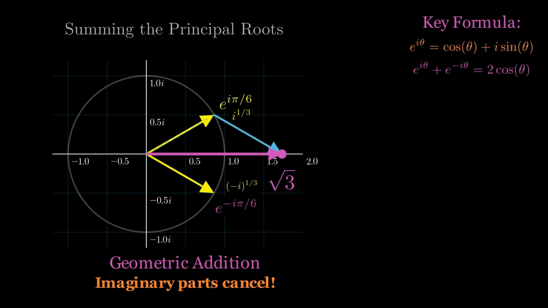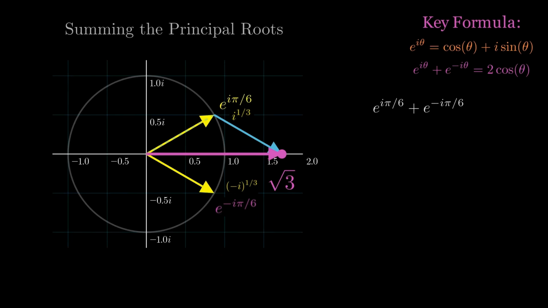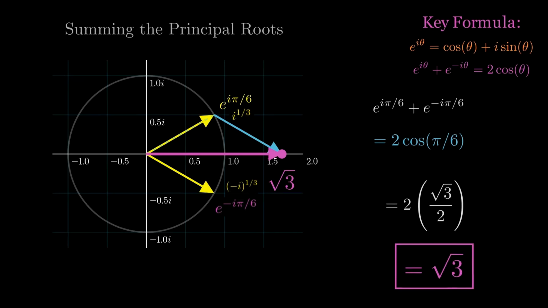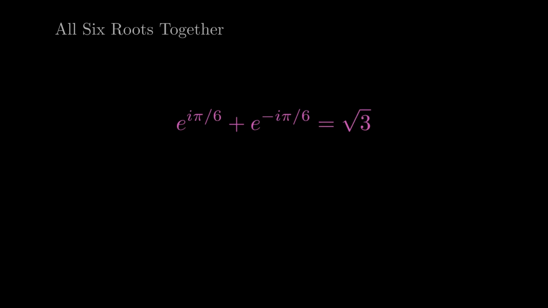So we use the identity. e to the i theta plus e to the negative i theta equals 2 cosine theta. Here theta is pi over 6, so the sum becomes 2 cosine pi over 6, which equals square root of 3. We just saw one pairing. e to the i pi over 6 plus e to the negative i pi over 6 gives square root of 3. But here's the bigger picture.